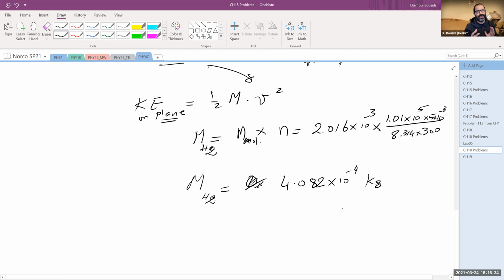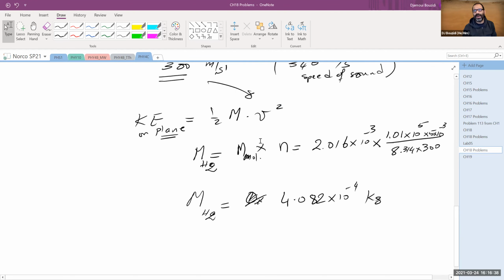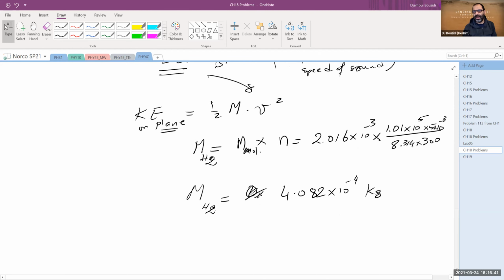It's not a lot, because the density of it is too small anyway. So that is as expected. Multiply that by the velocity squared divided by 2. That should give me the kinetic energy due to its motion in the plane.